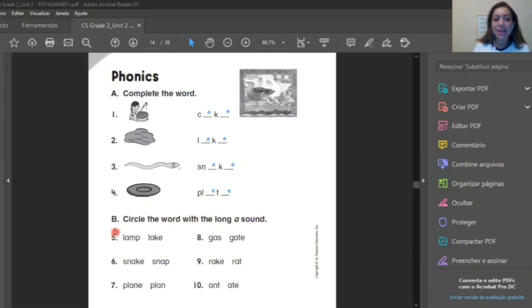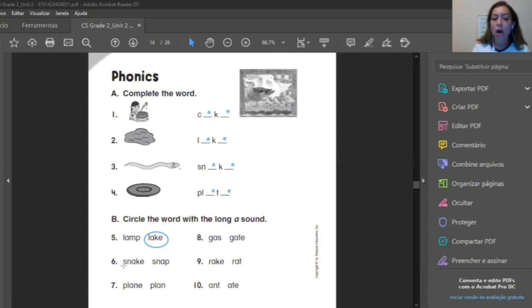So, letter B now. Let's circle the word with the long A sound. Okay? So, let's circle. Let me get my circle here. Yes. So let's repeat each word, okay, after me. Lamp. Lake. Which one? Lake. That's it. It's very clear, right?